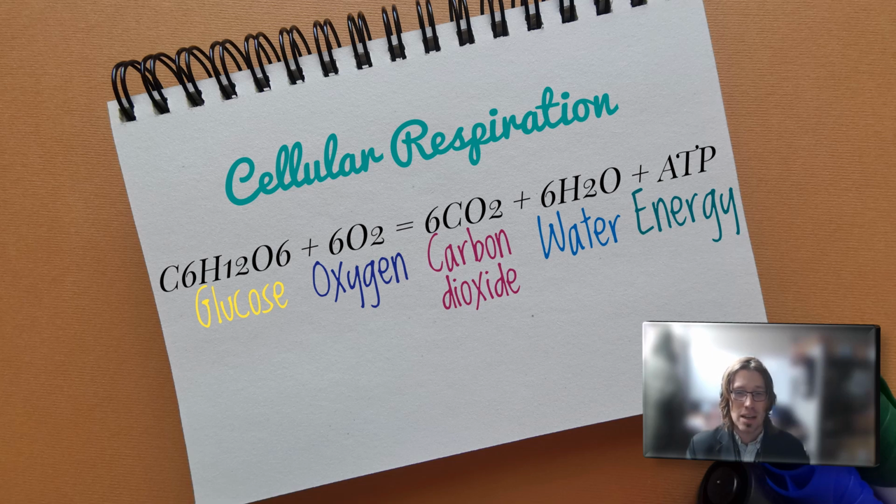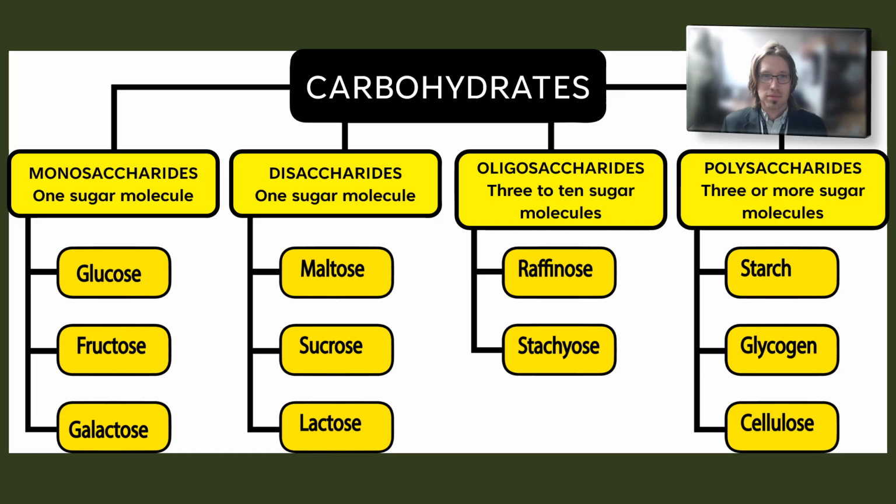Now, let's talk about the different types of carbohydrates. That's right, there are different kinds of carbohydrates, whole families in fact. This taxonomy, or organization, works like this. The first distinguishing factor is how many sugar molecules are in the carb in question. For instance, single sugar molecules like glucose, fructose, and galactose comprise the family known as monosaccharides.